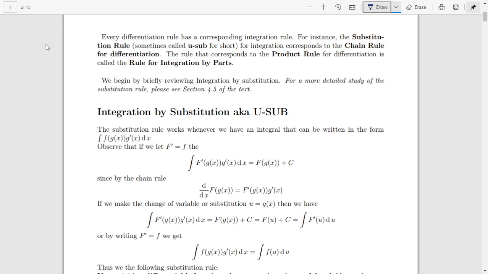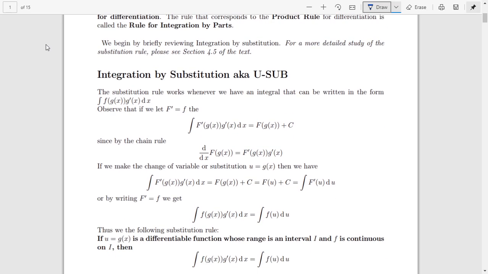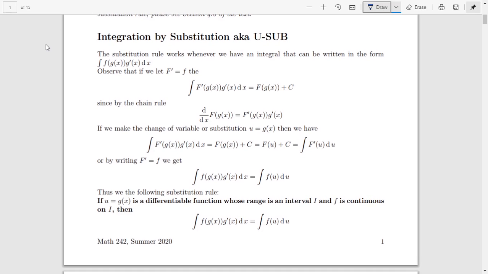To begin our review of integration by substitution, we'll start with just trying to tell you some of the things you may have already known. If you want to study this more deeply, that is integration by substitution, you may have to check out section 4.5 in chapter 4 of the text that we are using. Now, the substitution rule works whenever we have an integral that can be written in the form f of g of x multiplied by g prime of x dx.